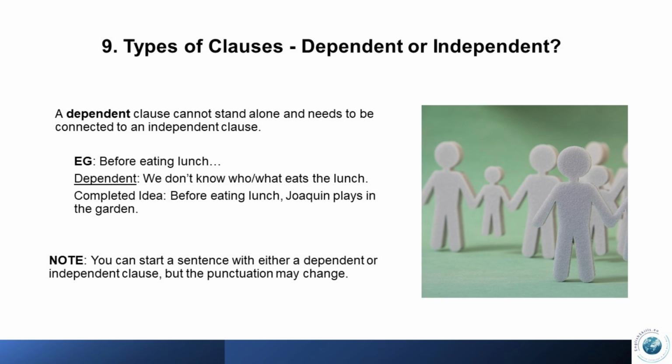Before eating lunch, Joaquin plays in the garden. We now know who or what eats the lunch. Note, you can start a sentence with either a dependent or independent clause, but the punctuation may change. We will look at this punctuation issue very soon.